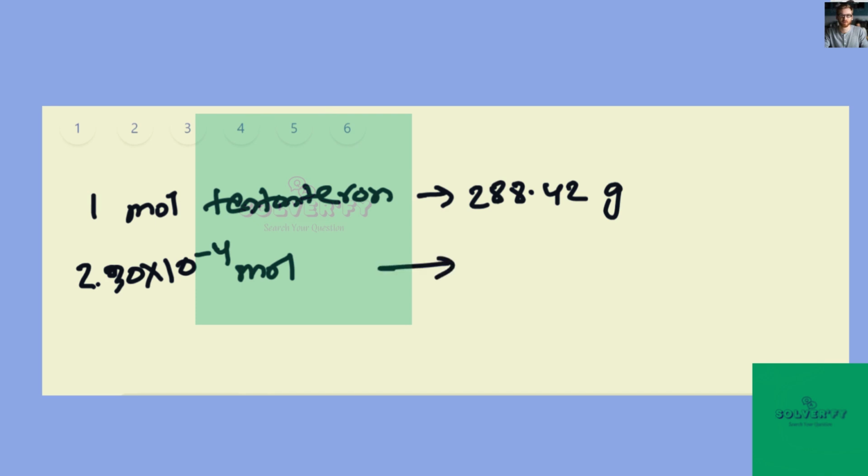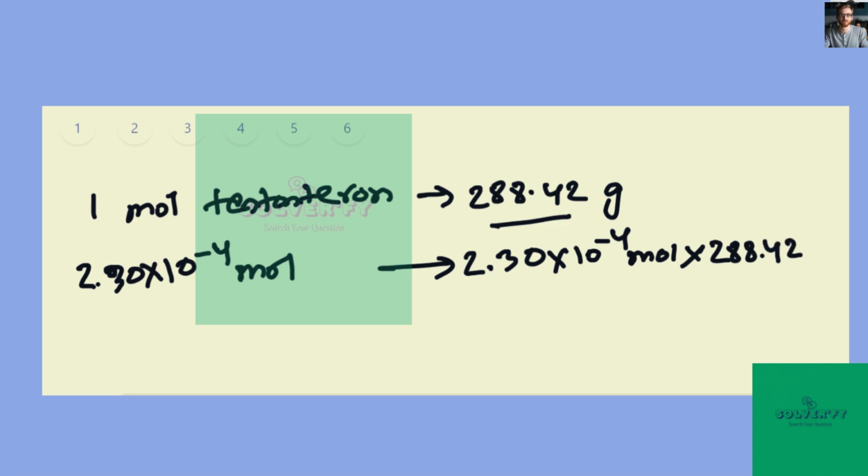this will contain 2.30 times 10 to the power minus 4 mole times this mass, 288.42 gram per mole, and this will give us a value of 0.066 gram. So this is the mass of the sample.